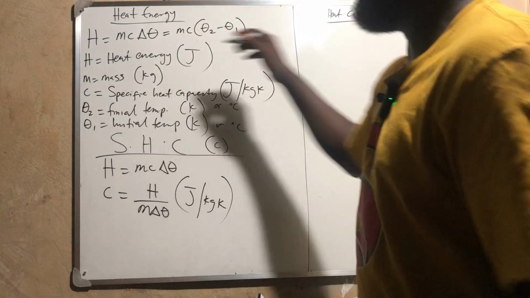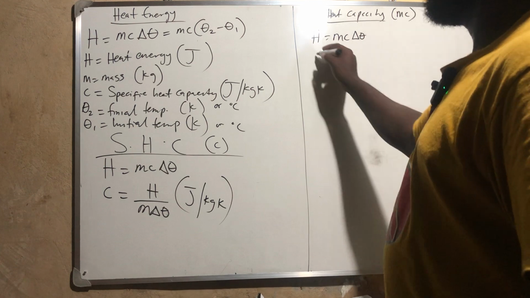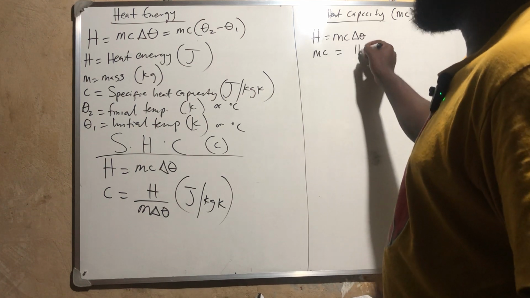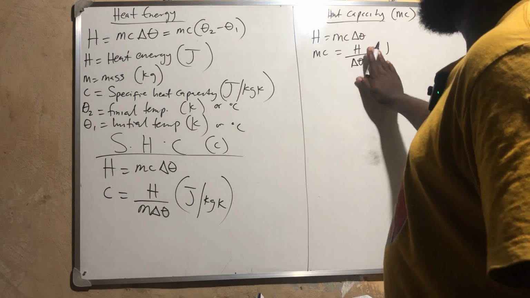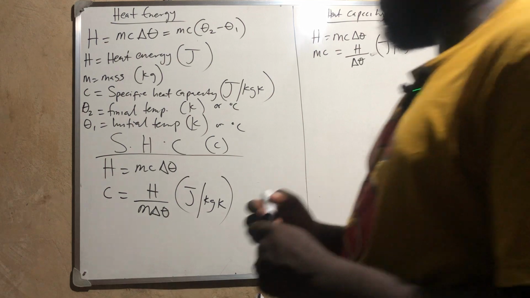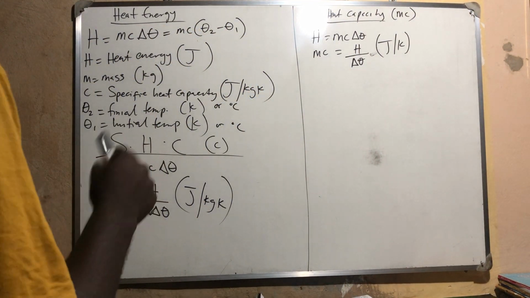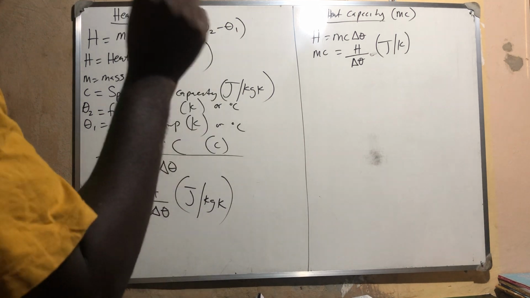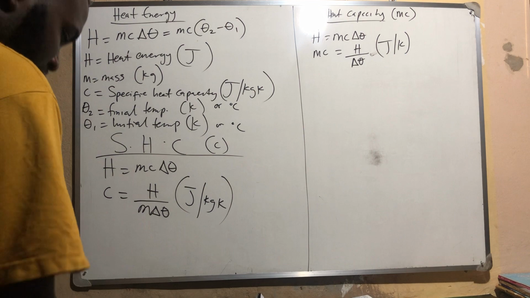So from this same formula, we have that H is equal to MC change in temperature. If we make MC the subject of the formula, we have that MC is equal to H over change in temperature. So that's why it's measured in joule per Kelvin. Know the difference between specific heat capacity and heat capacity. If you are talking about the specific heat capacity, then it is just C. But if you say heat capacity, it is MC.